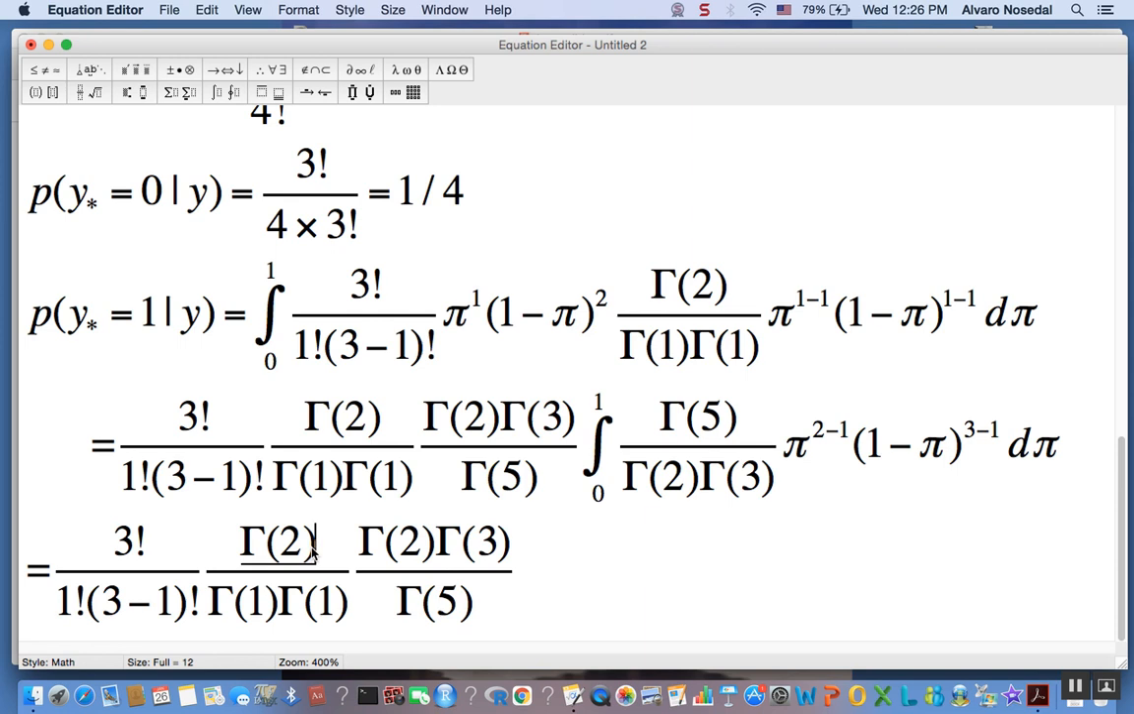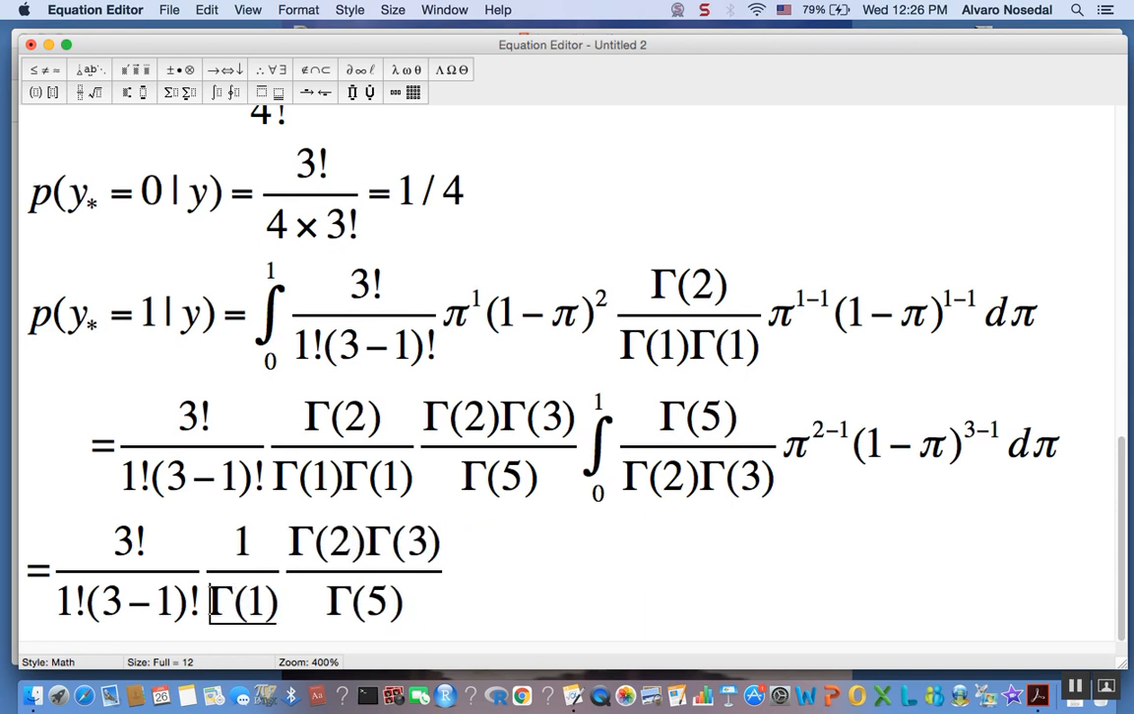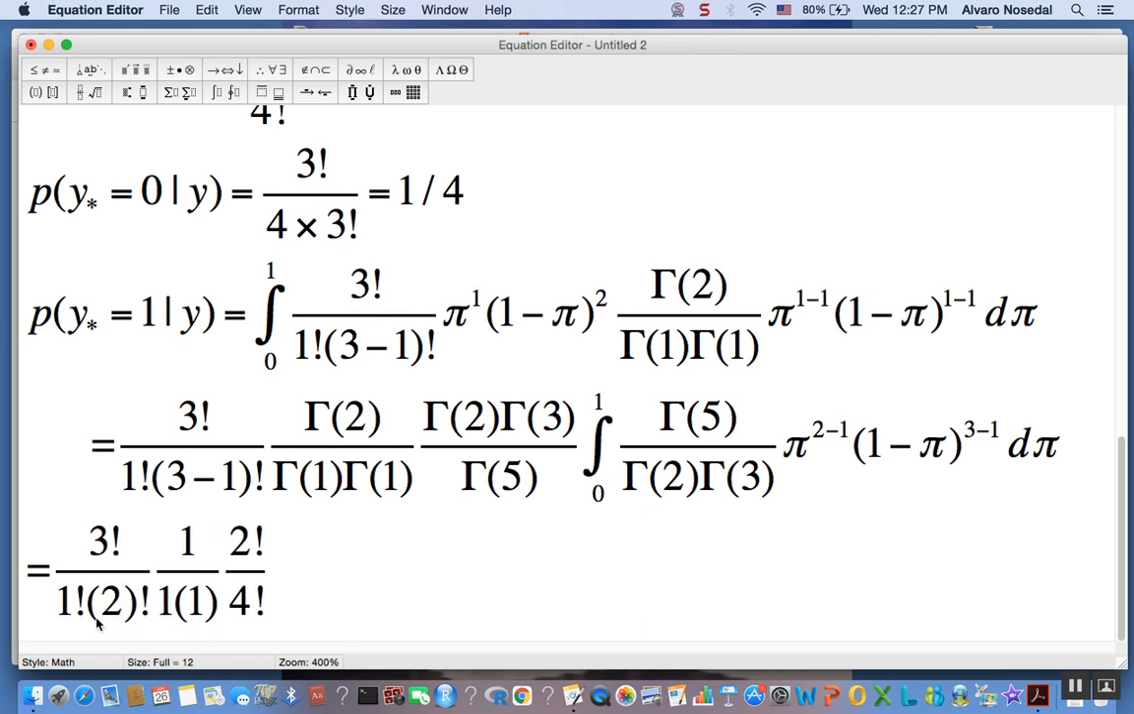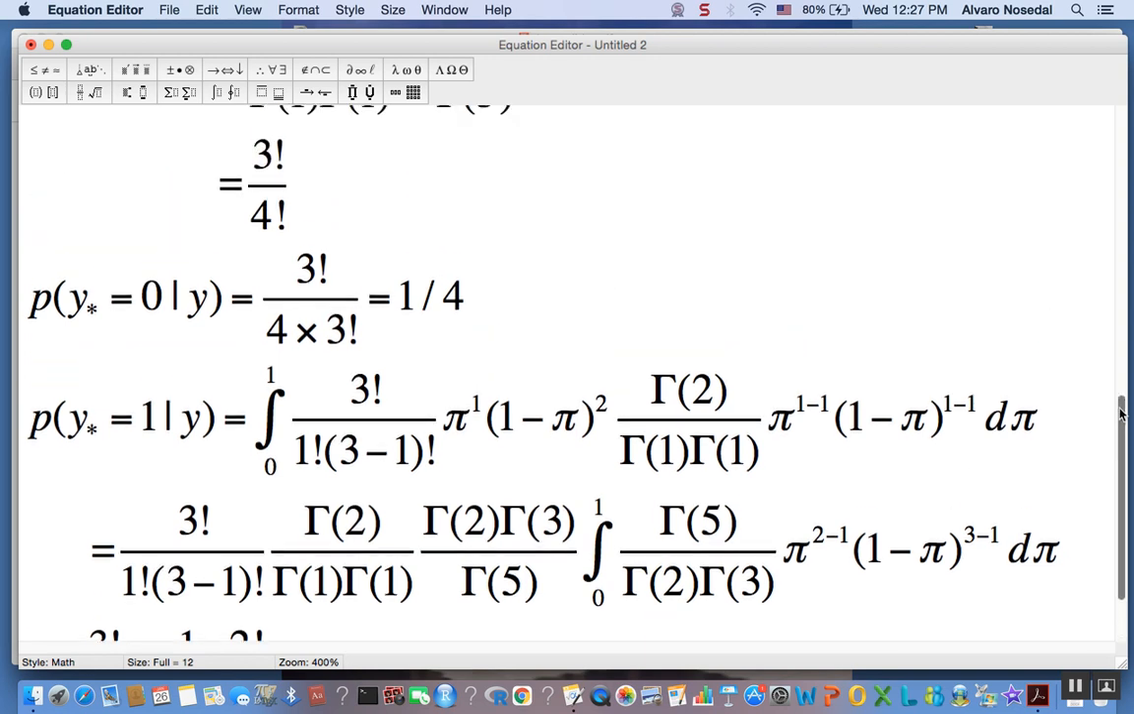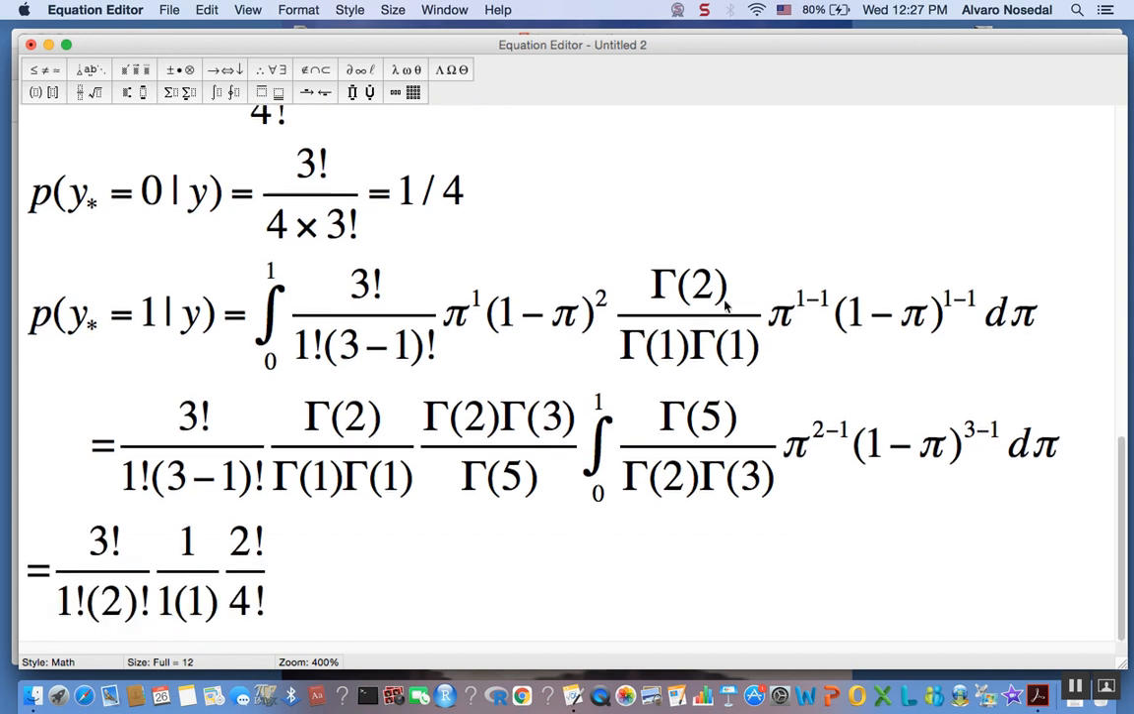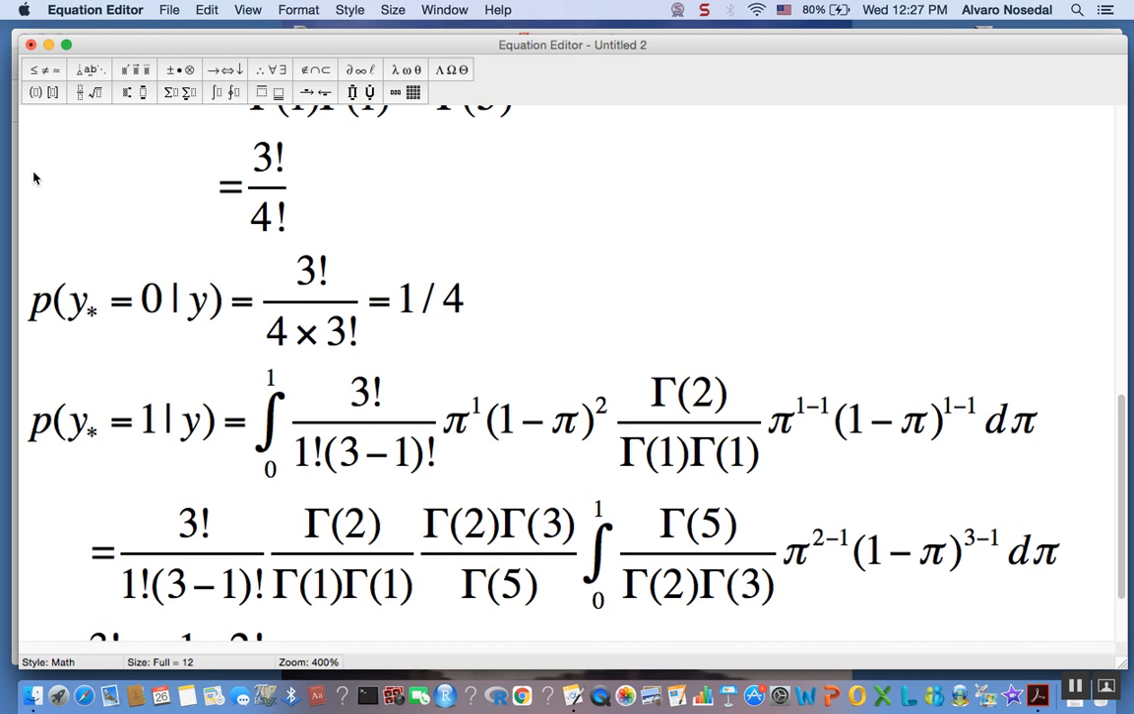So the gamma function evaluated at 2 is 1 factorial, which is just 1. The gamma function evaluated at 1 is 0 factorial, which is just 1. Same goes for this guy. So it's 1 times 1, right? Gamma function evaluated at 2, 1 factorial, which is just 1. We have here 2 factorial, and we have here 4 factorial. This guy is going to be just 2 factorial, so these guys cancel out. We have 3 factorial divided by 4 factorial, which is the same thing that we had before, which is going to simplify to 1/4. So let me copy and paste this.